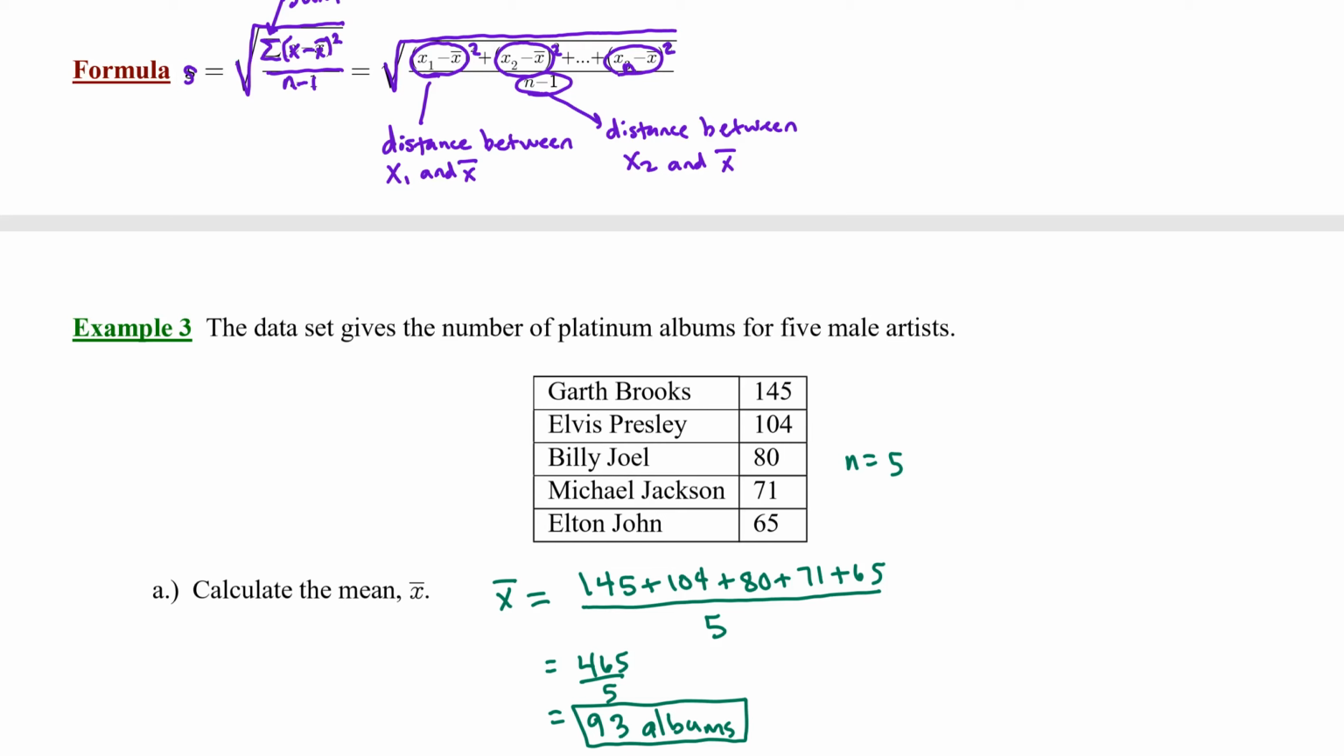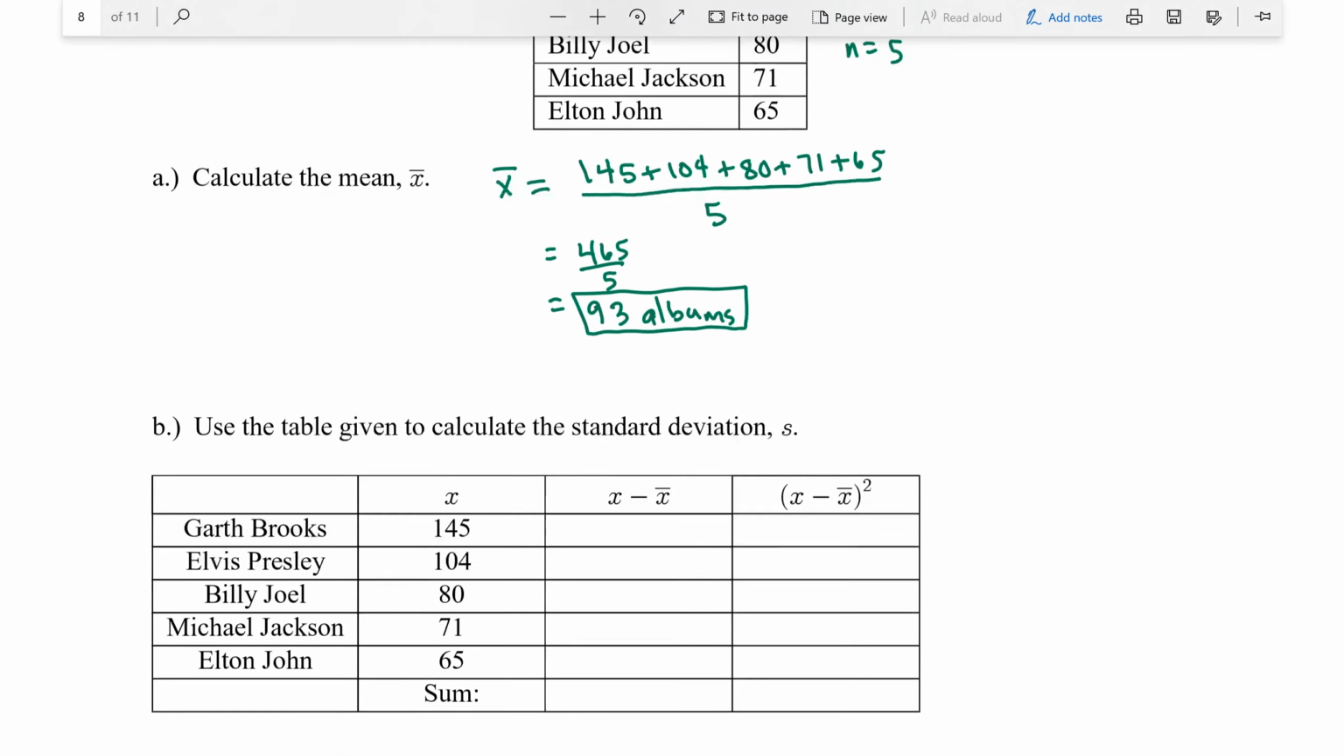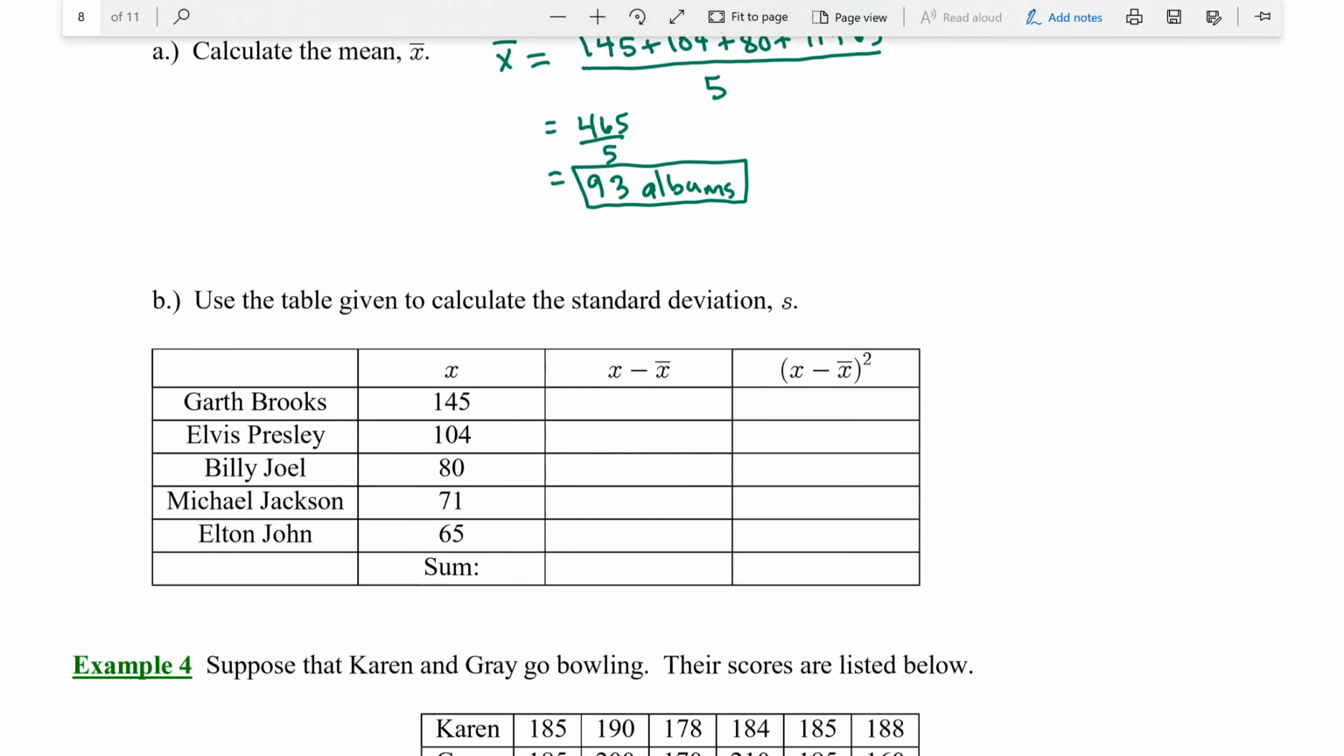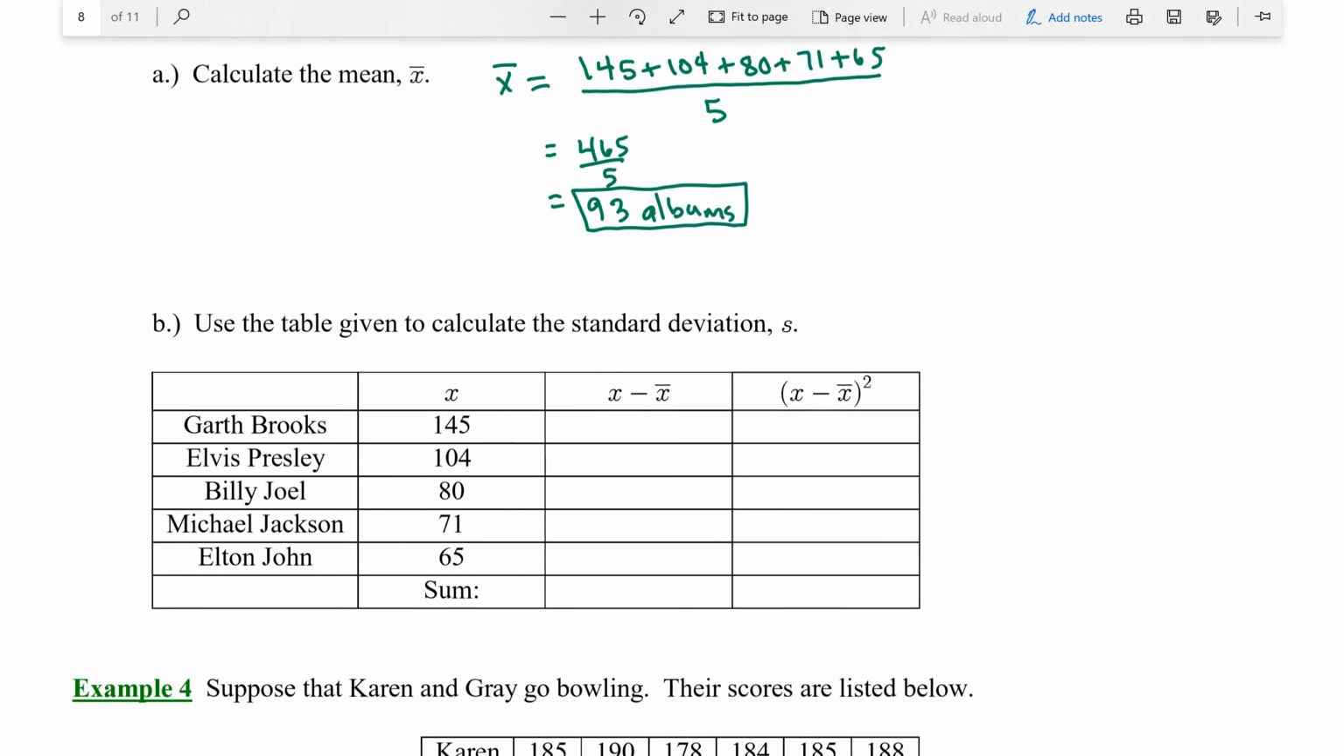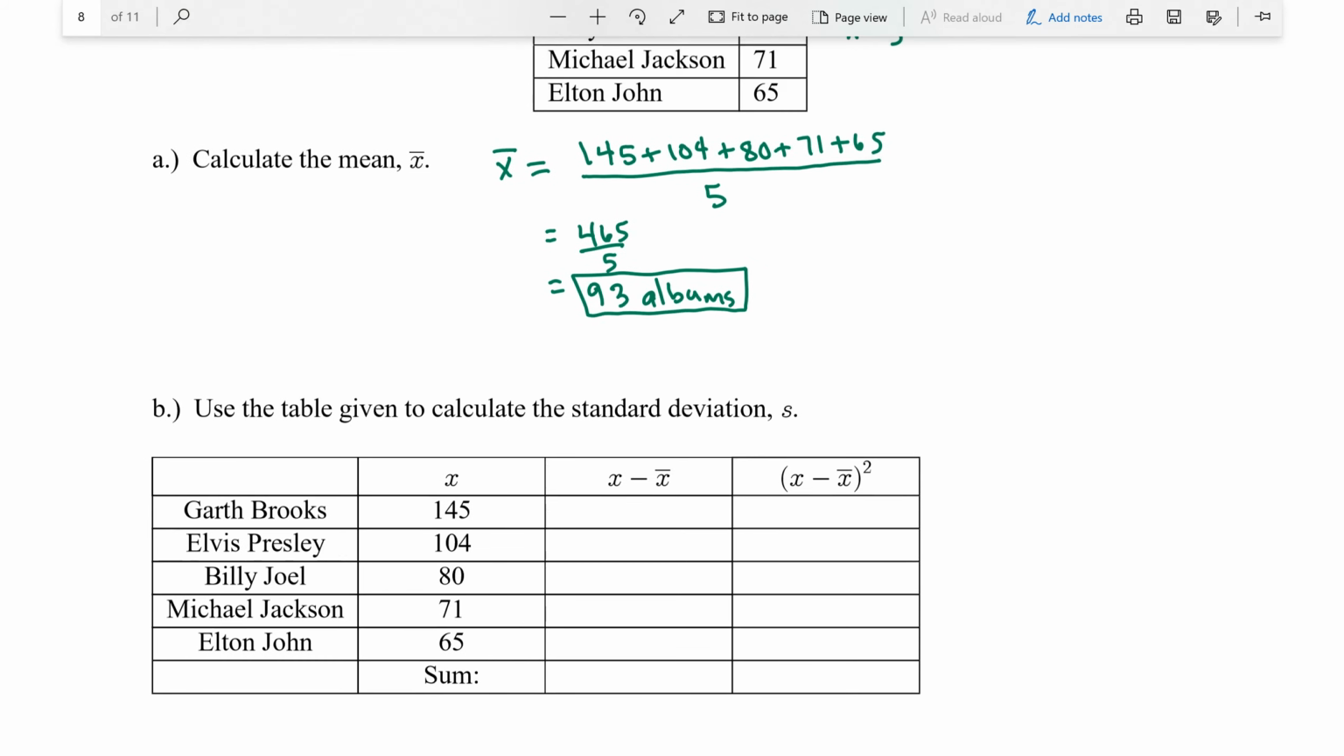Now, in order to calculate the standard deviation, we're going to need to find the difference between each data point and the mean. Then we're going to square all of those differences, and then we're going to sum those differences. So that's a whole lot of steps. When we're calculating a standard deviation, it's really helpful if we do it in the form of a table. So that's what we're going to do here on example B.